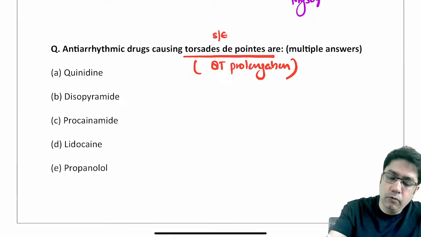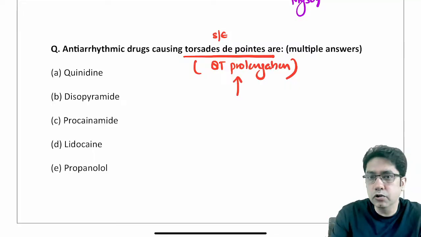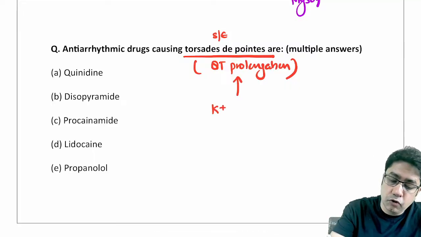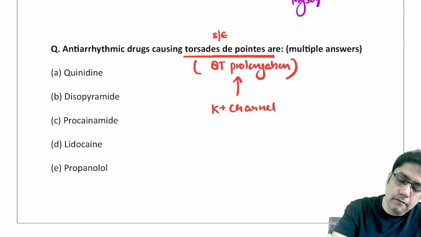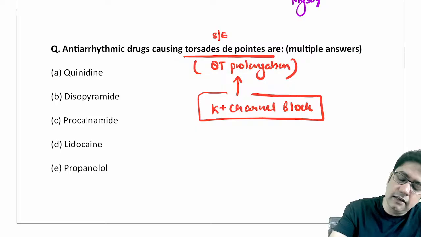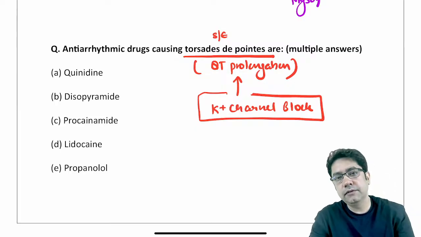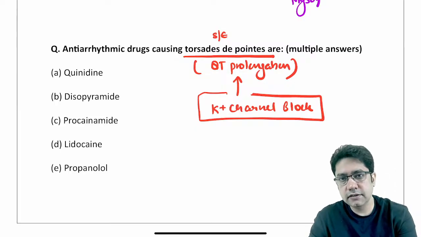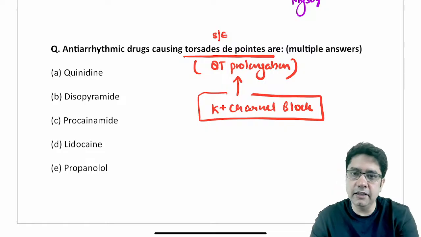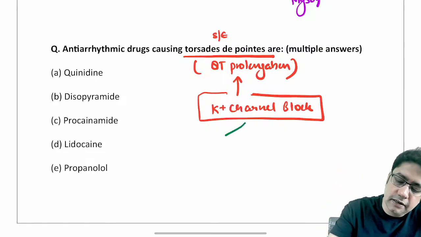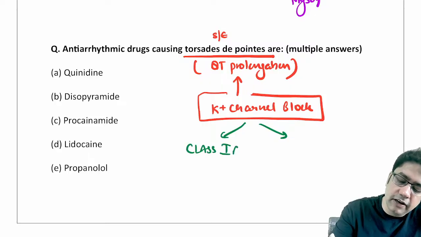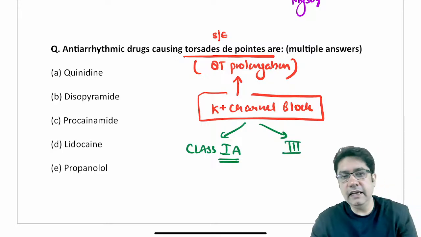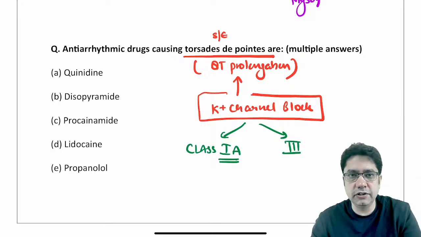Agreed? And QT prolongation is seen with those classes of drugs which cause potassium channel blocking. The drugs which block potassium channels on the heart can cause QT prolongation, and they can cause one arrhythmia, torsades de pointes. Remember which classes of antiarrhythmic drugs block potassium channels? 1A and class 3. 1A and class 3, they can block potassium channels.